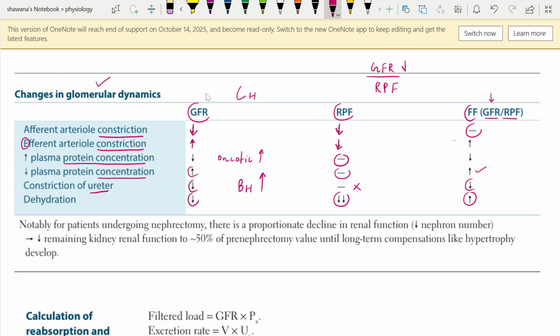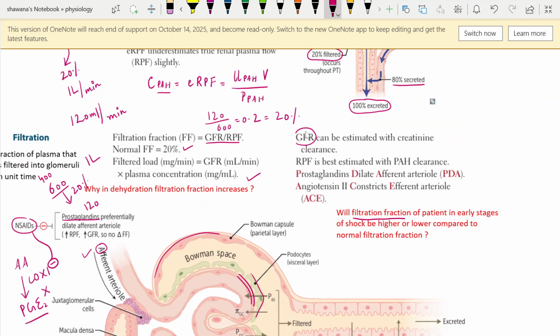You know that when the denominator decreases more, the quotient on the opposite side of the equation will increase. It's like a mathematical rule, right? So dehydration will increase the filtration fraction. One other question for you is: will the filtration fraction of a patient in the early stages of shock be higher or lower? Because in case of shock there will be hemorrhage, right? There will be hypovolemia, there will be like a dehydration crisis. So will the filtration fraction increase or decrease?